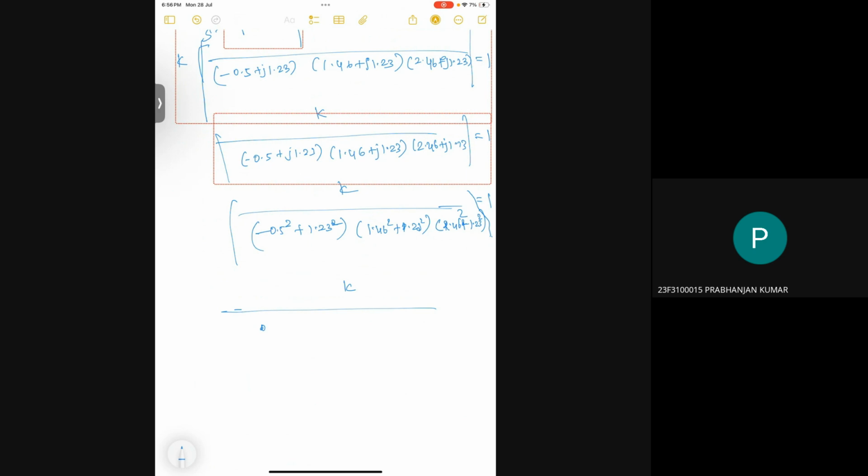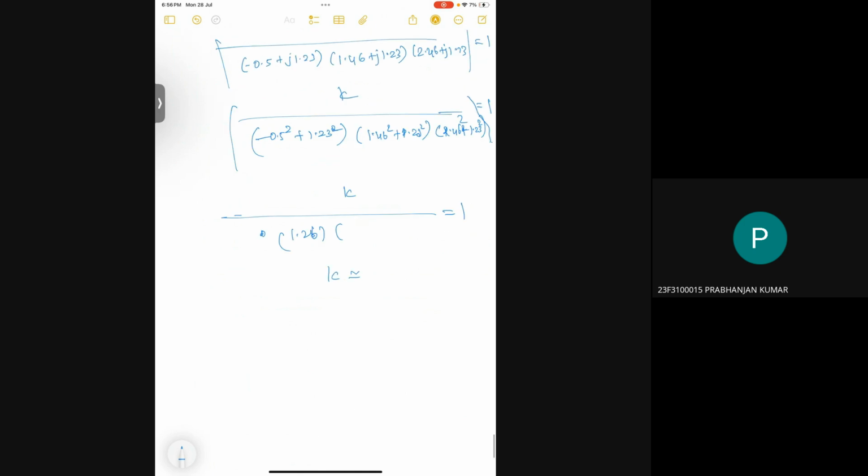If you calculate this, 1.23 square will give you 1.51, minus 0.25, plus 1.51, and so on. Into the other magnitude, the overall will be K approximately equal to 7.04. Right? This is the K value.